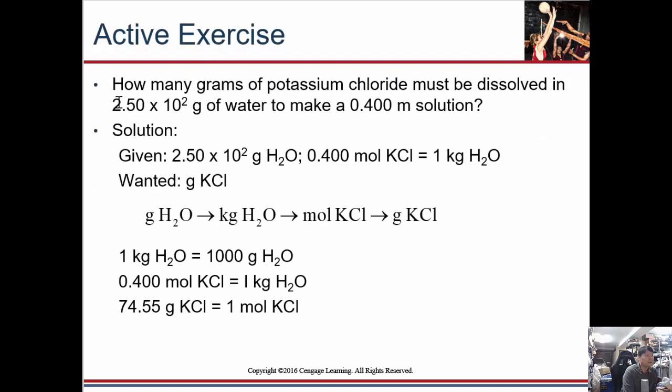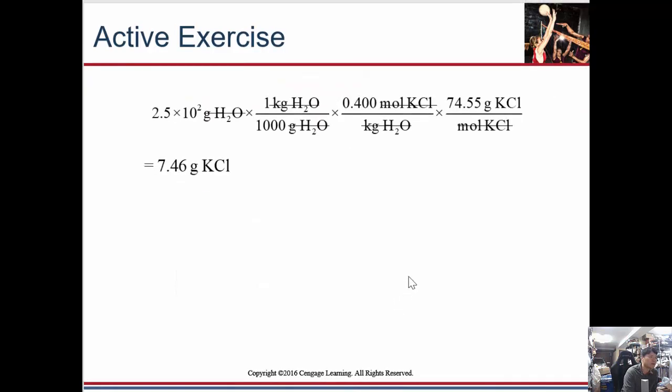And so here's an example of using molality. How many grams of potassium chloride must be dissolved in 250 grams of water to make 0.400 molal? No, molality has a little m. Little m is used for so many different things, but in this case, it's molality. So we need 250 grams of water. That's pure solvent. And we need, let's see, 0.400 molal. So we can use that as a conversion factor here. That is 0.400 moles of KCl in 1 kilogram of water. And that will be our conversion factor here.